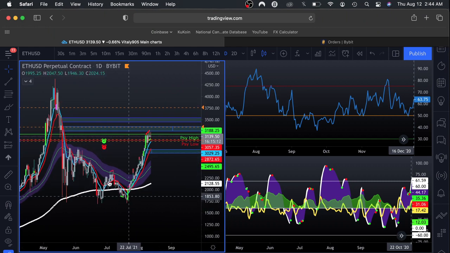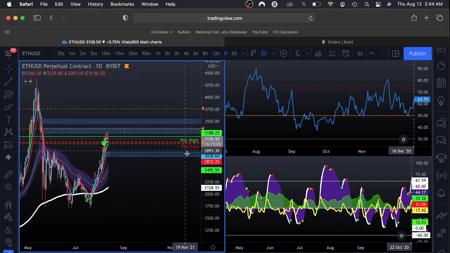But yeah, right now we have this W pattern we broke out of. I think we only come down to like 2,900 or whatever, and then we bounce right back up and keep going higher.